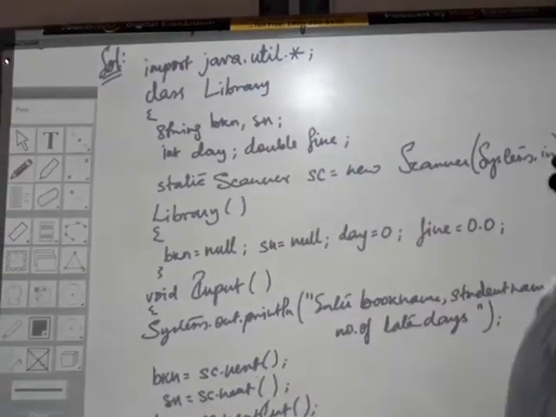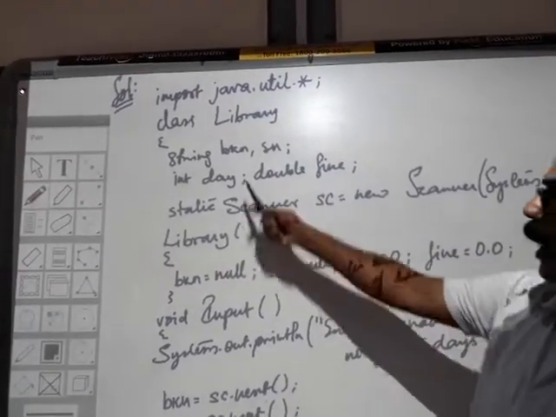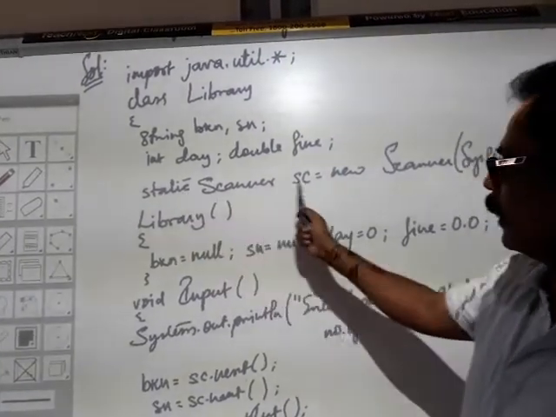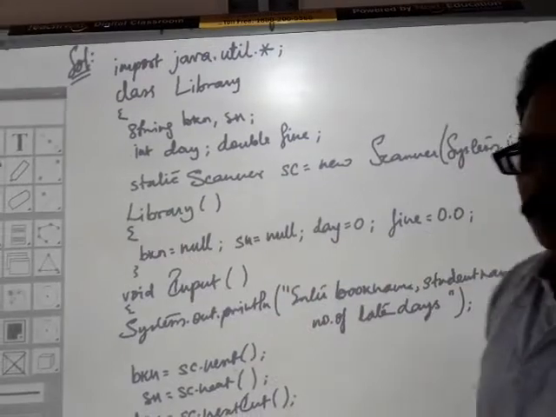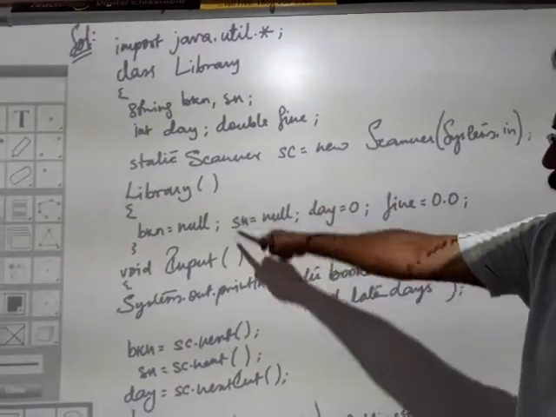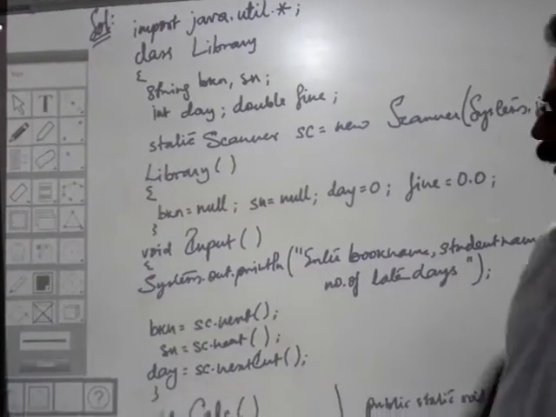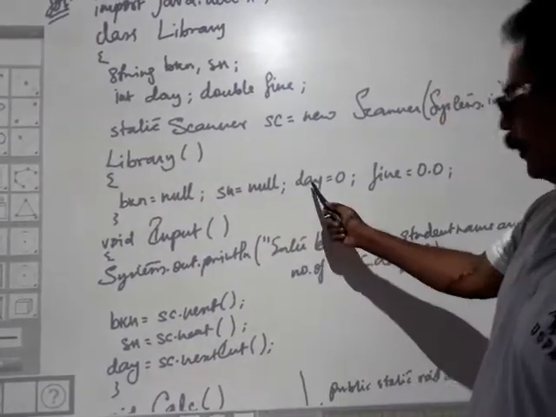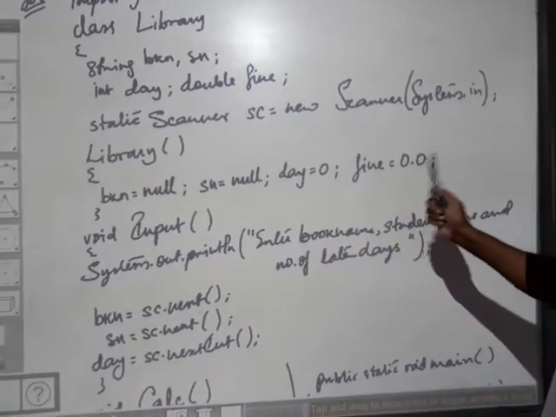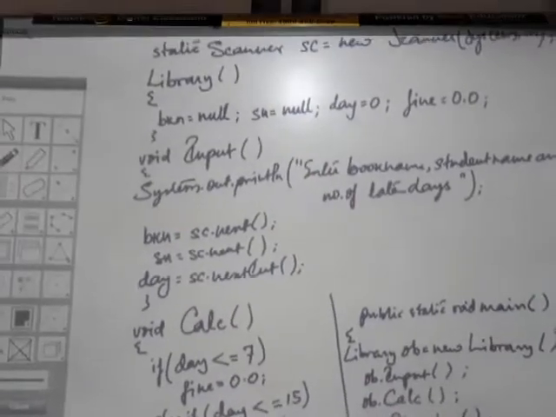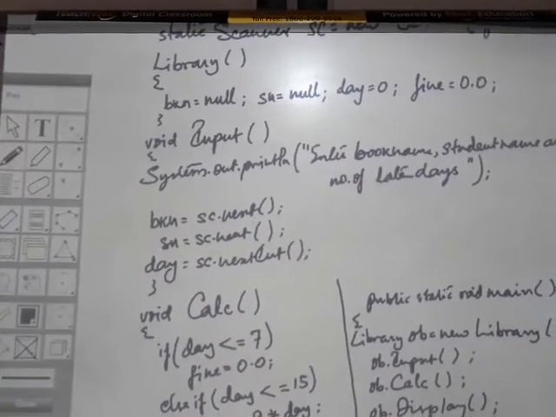Then we have the class declaration, then the variable declaration, and then we have a Scanner sc, which is a static type. I have already told you to write a static type. And then the first is your constructor. BKN is assigned null because it is a string. SN is also null. Day is an integer, so 0. Fine is double, so 0.0. So here the role of the constructor is just to assign the null values, nothing else.